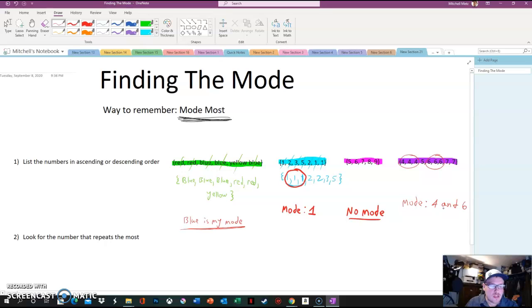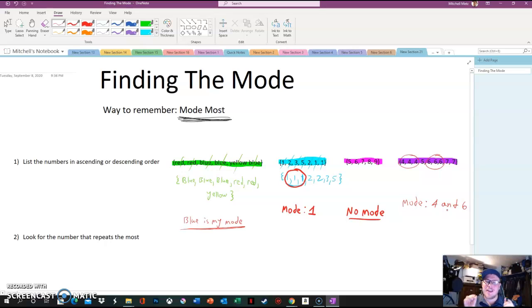If you notice, when you're doing mode, you have 3 potential answers. You can have 1 mode. In this case, that 1 is not the number; it is just conveniently the same as what I'm saying. This could have been 2, 3, or 4. It just depends which number is repeating the most. So you can have 1 mode, no mode, or multiple modes. It just depends if they're repeating the same amount.